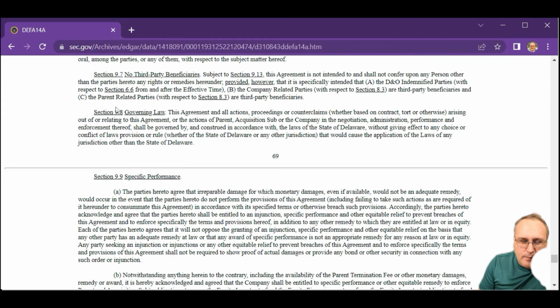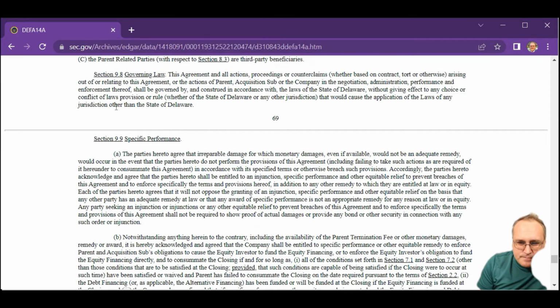No third party beneficiaries. This is saying other people can't sue about this. Now, sometimes you do want a third party beneficiary. Maybe sometimes you want a bank or somebody who is somehow tied into the deal to actually be able to benefit from this contract. So you may want to change this provision.